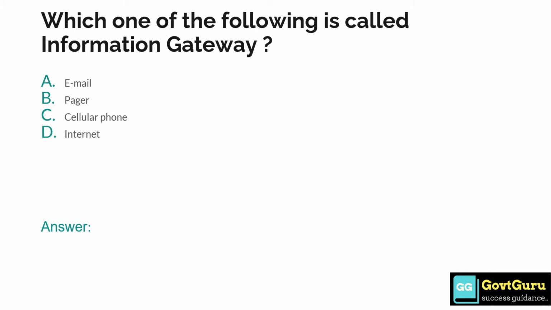Which one of the following is called information gateway? Option A email, option B pager, option C cellular phone, and option D is internet. So the answer is option D, that is internet.